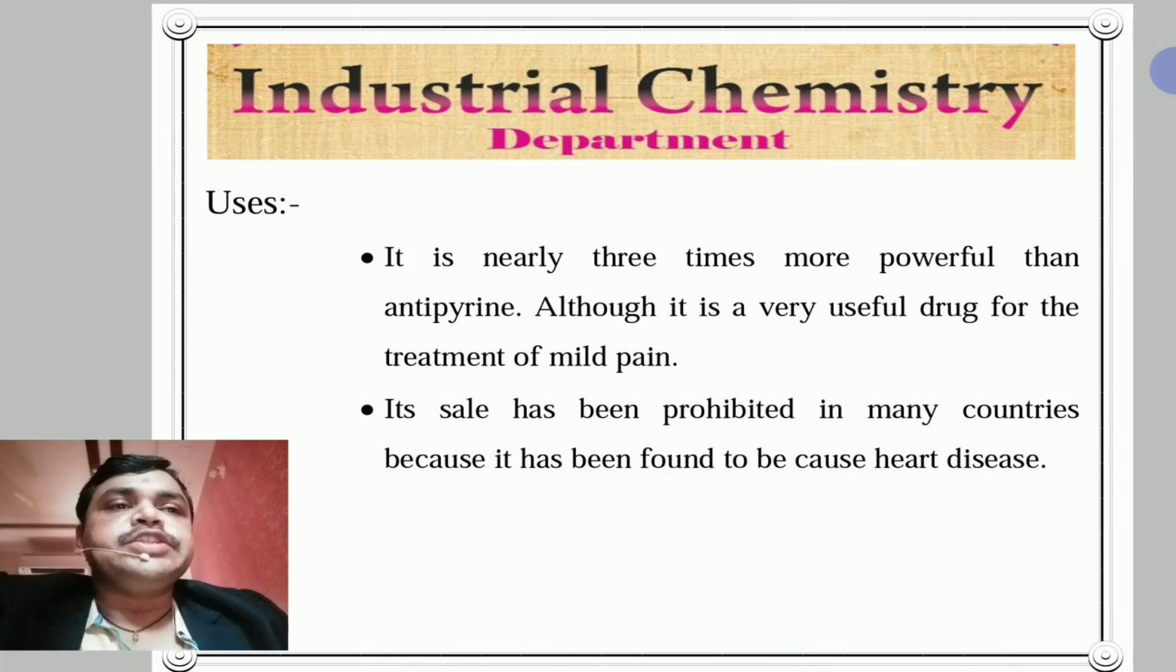Uses or applications of aminopyrine. It is nearly 3 times more powerful than antipyrine. First we synthesized antipyrine and next aminopyrine, so it is 3 times more powerful than antipyrine. It is a very useful drug for treatment of mild pain. Its sale has been prohibited in many countries because it has been found to cause heart disease.